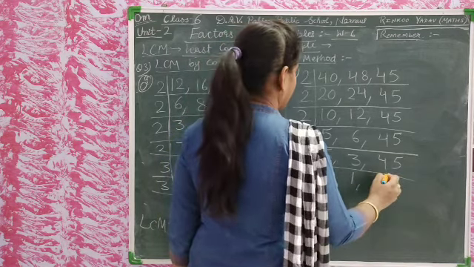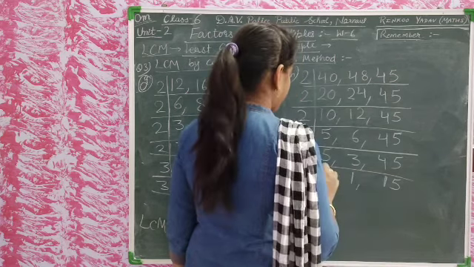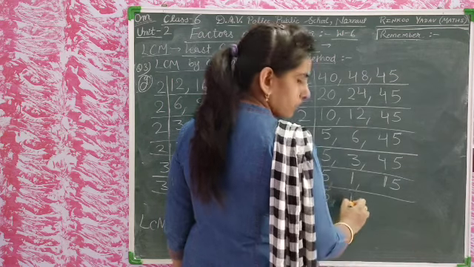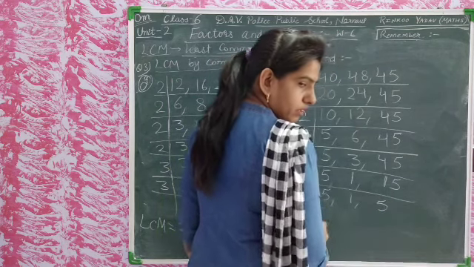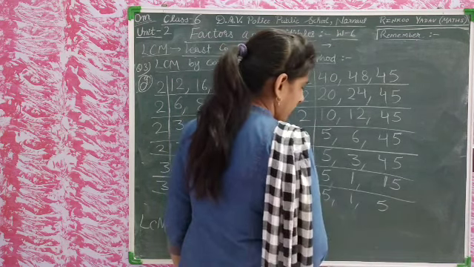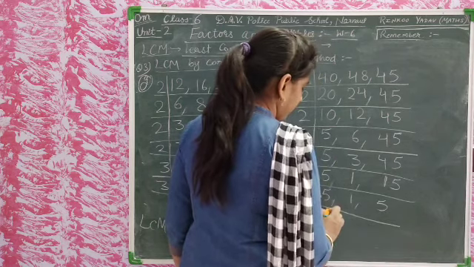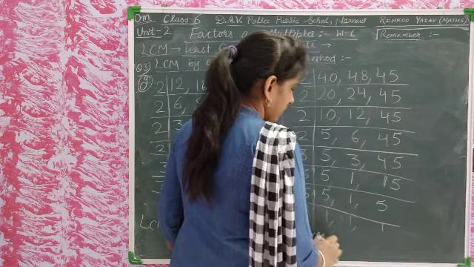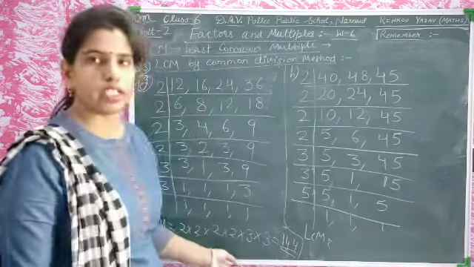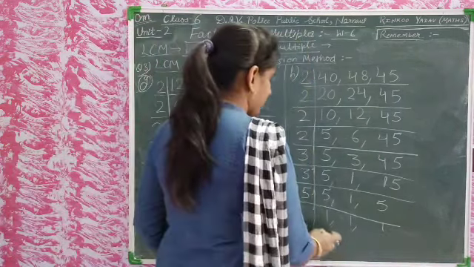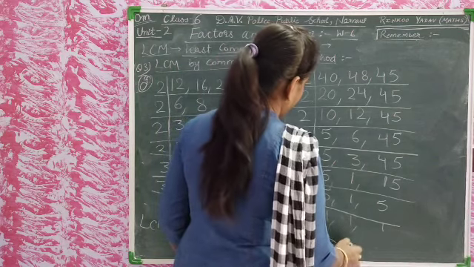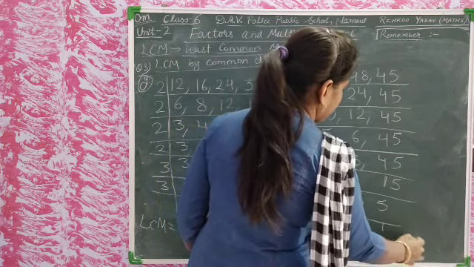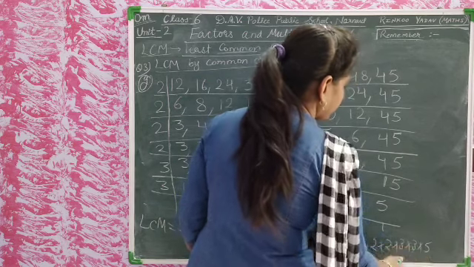3 1s are 3, 3 1s are 3, 3 5s are 15. Now it will again be divided by 3. 5 1, 3 5s are 15. Now it will be divided by 5. 5 1s are 5, 5 1s are 5. So students, these are the 1s here. So LCM of these numbers is 2 into 2 into 2 into 2 into 3 into 3 into 5.